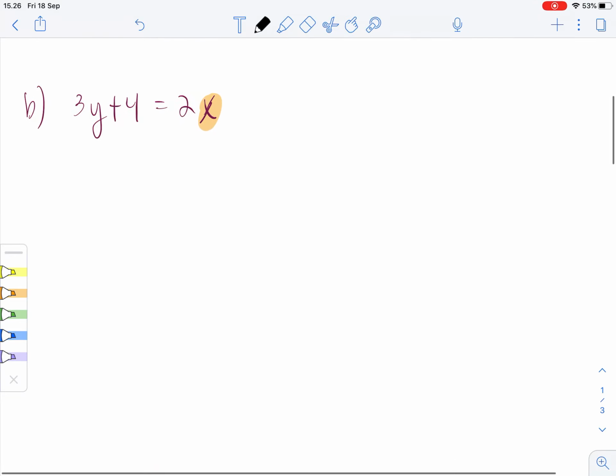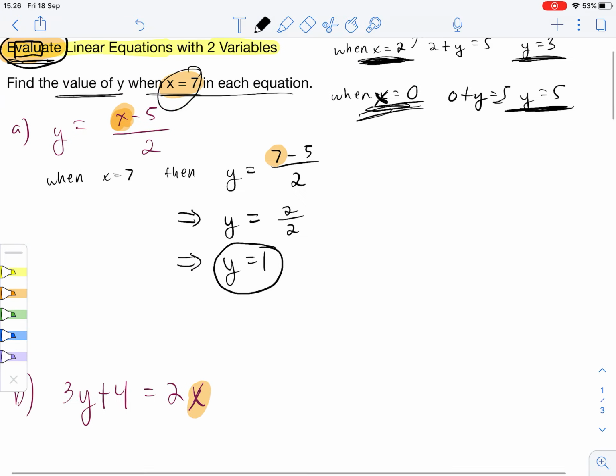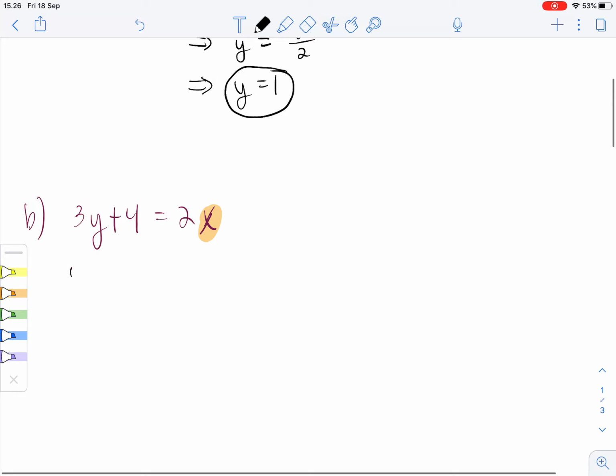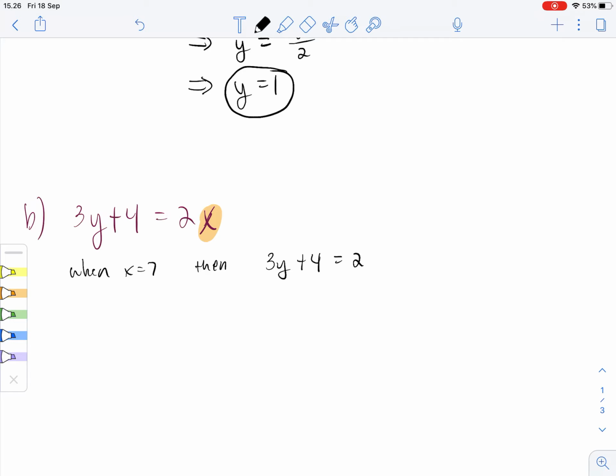Next example, 3y plus 4 equals 2x. Again, we're plugging in 7 for x. So when x equals 7, then 3y plus 4 equals 2. Now watch what I'm going to do. I'm going to put parentheses times 7.